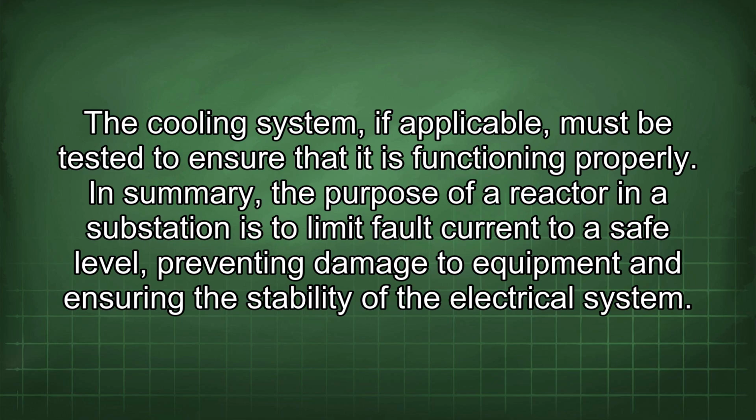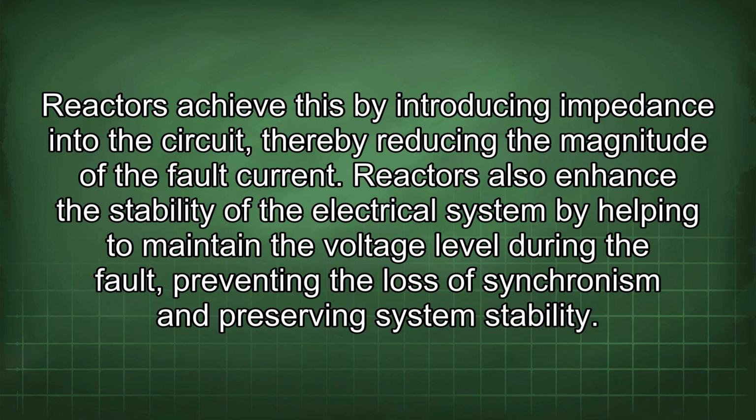In summary, the purpose of a reactor in a substation is to limit fault current to a safe level, preventing damage to equipment and ensuring the stability of the electrical system. Reactors achieve this by introducing impedance into the circuit, thereby reducing the magnitude of the fault current. Reactors also enhance the stability of the electrical system by helping to maintain the voltage level during a fault, preventing the loss of synchronism and preserving system stability.